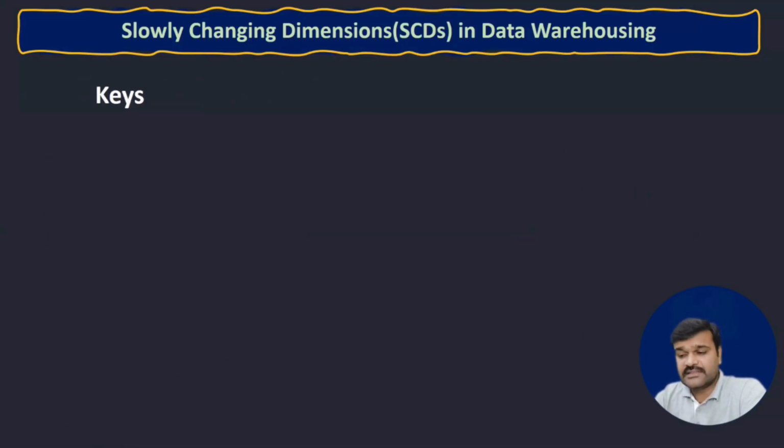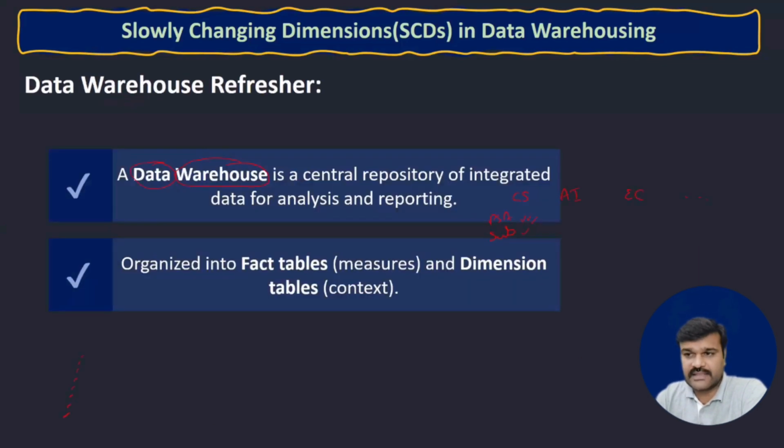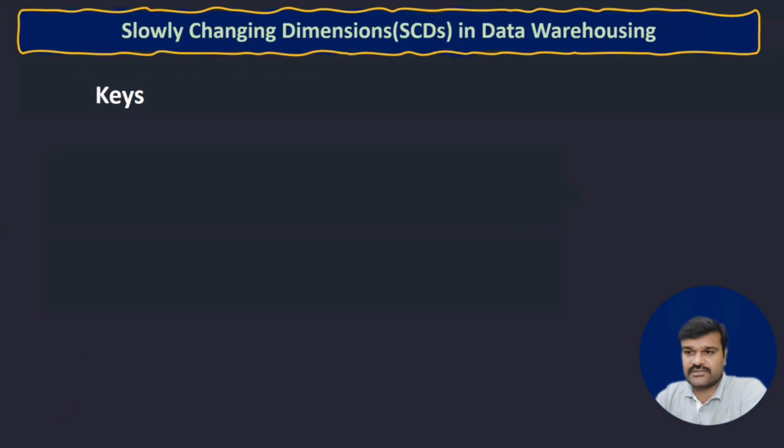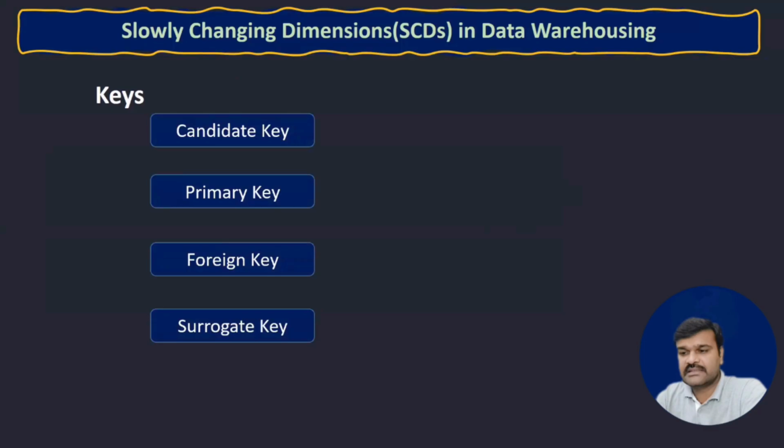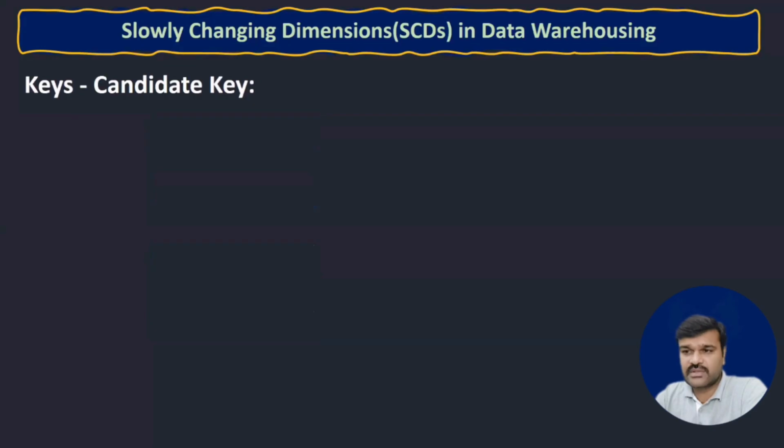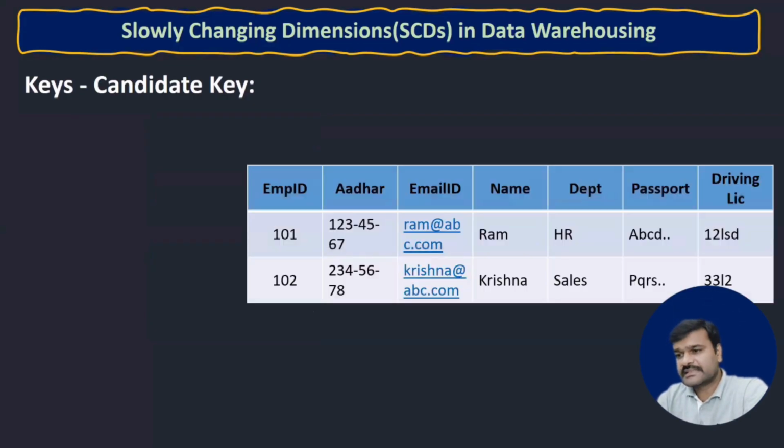Okay. As we said, understanding the data warehouse definition is very important, as we have seen just now. Another prerequisite to see SCDs clearly is the keys. We are going to have candidate key, primary key, foreign key, and surrogate key. Let us try to master all these keys one by one. The very first one is the candidate key.